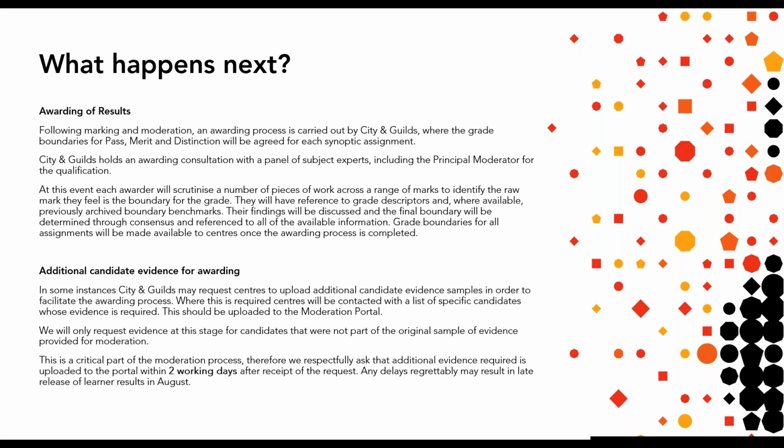This is really to help us to identify where those pass, merit and distinction boundaries lie, because we might not have been able to get an idea of what mark signifies a pass, and we might come to you and say, can you just provide some evidence of your learners that you've marked as a 22 or 23 out of 60, and can we just have a look at that evidence so that can feed into our awarding processes.